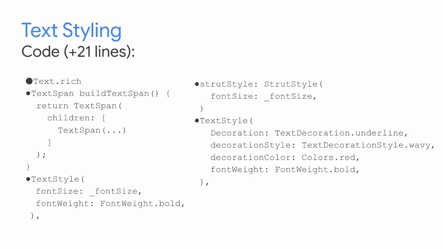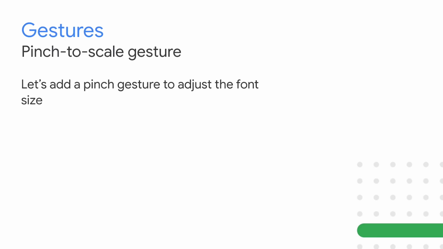OK, let's go back to the slides. Great. So this is all of the text we added. This is all the code we added to get this text. We added another 21 lines of text. But now that the text is kind of small, I'm having a hard time reading it. Is there something we can do about that? Sure. We can add a pinch gesture so our users can scale the text if they want to.